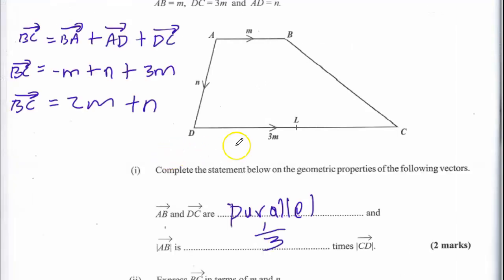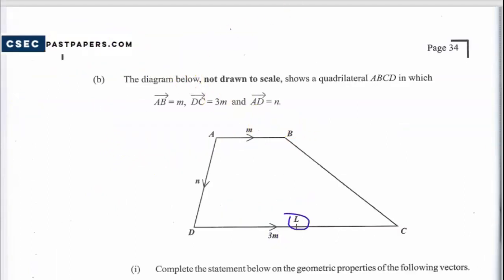And the final section: L is a midpoint of CD, and find BL in terms of m and n. So let's go back to the diagram. Here we have L, which is the midpoint of CD. What we're asked to find again is BL. This should be straightforward. So B to L.